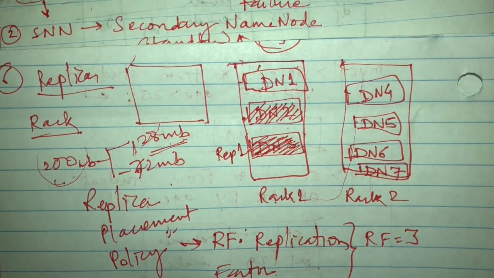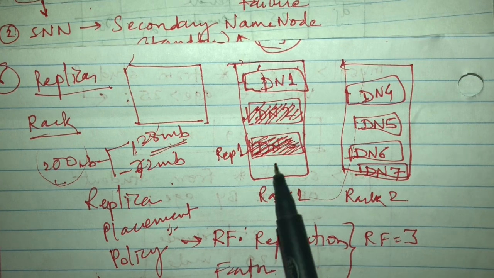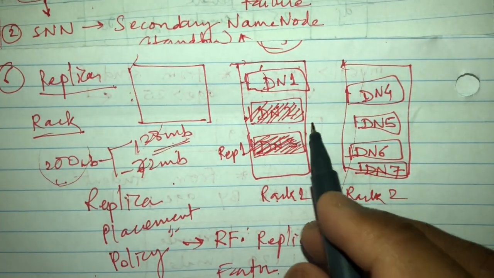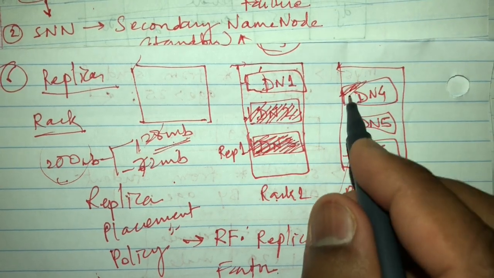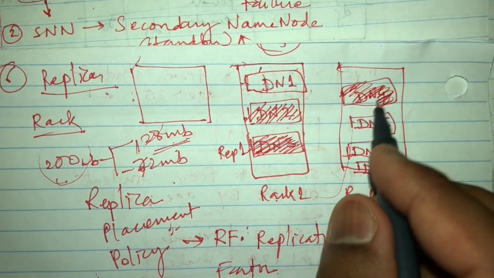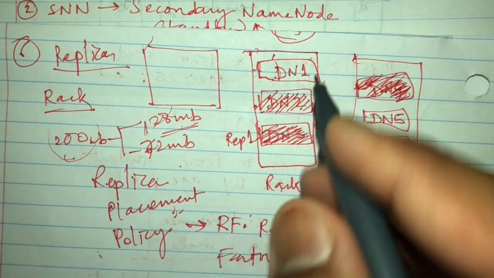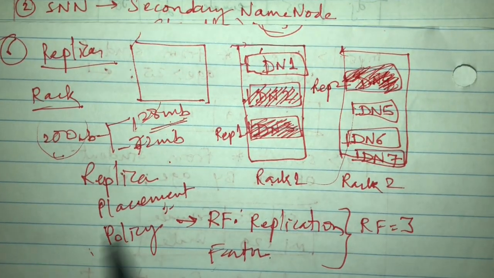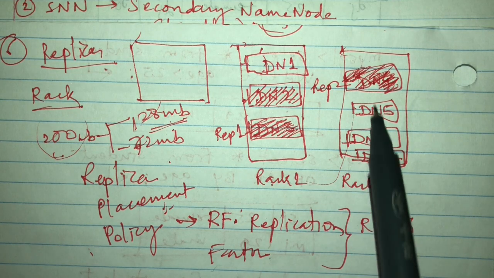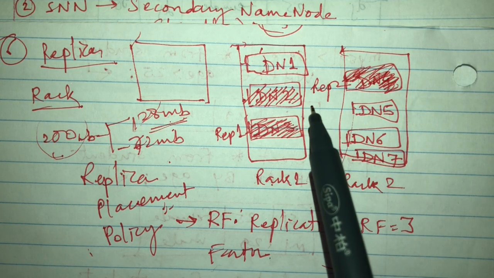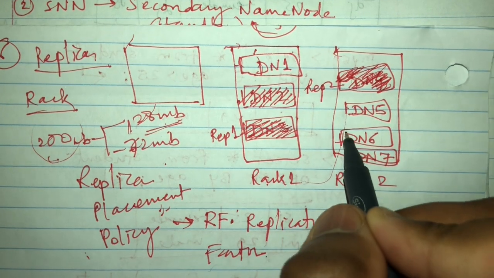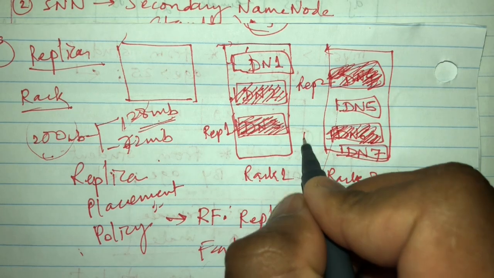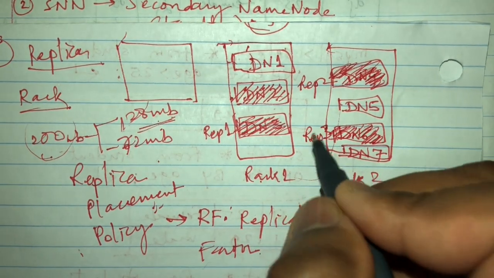Now the replica placement policy says the second replica should be on a different rack in a different data node. So I will choose at random, and all this information is given to me by the name node. This is my replica 2. And the policy says the third replica should be on the same rack as replica 2 but on a different data node. So the name node tells me to go to data node 6. This will be my third replica.